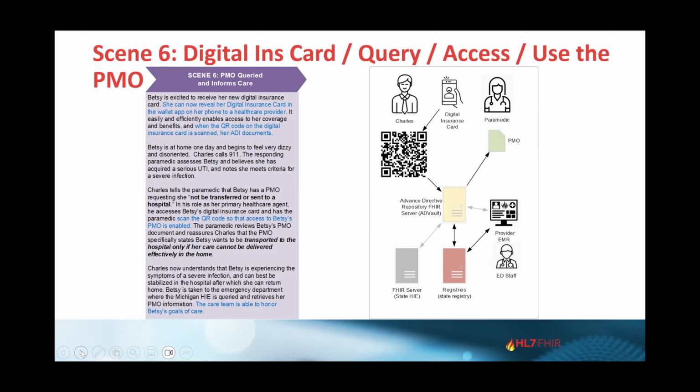Charles tells the paramedic that Betsy has a portable medical order requesting she not be transferred or sent to a hospital. And in his role as her primary healthcare agent, he accesses Betsy's digital insurance card and has the paramedic scan the QR code so that access to Betsy's portable medical order is enabled. The paramedic reviews Betsy's PMO and reassures Charles that the PMO specifically states Betsy wants to be transported to the hospital only if her care cannot be delivered effectively in the home.